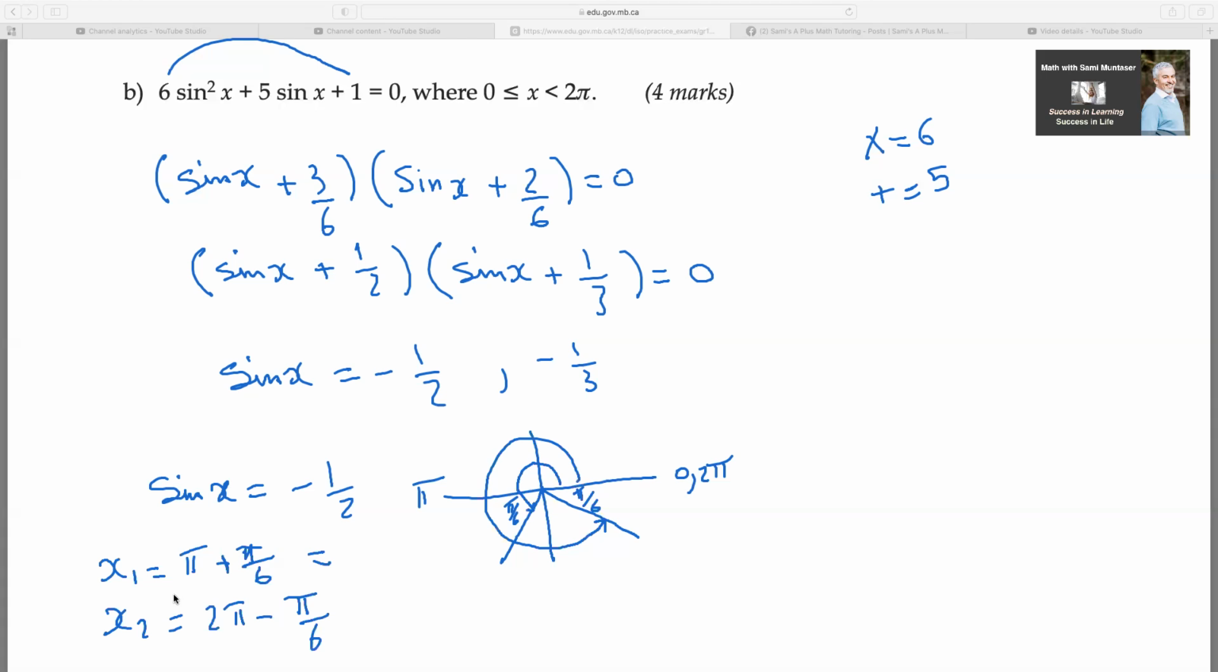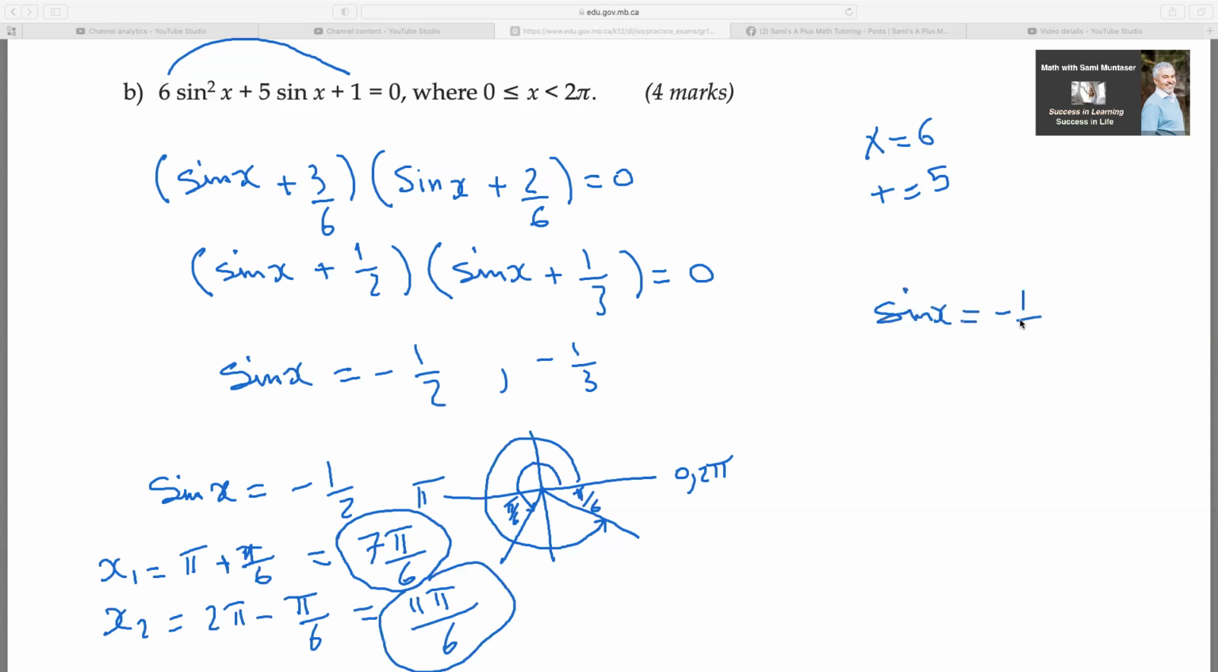Now this is 6 pi over 6. If you do a common denominator, plus pi over 6 is 7 pi over 6. And this one here, if you make a common denominator of 6, it'll be 12 over 6. 12 over 6 minus 1 pi over 6 is 11 pi over 6. So these are the two answers, and we need to find the answers from sine x equals negative 1/3.